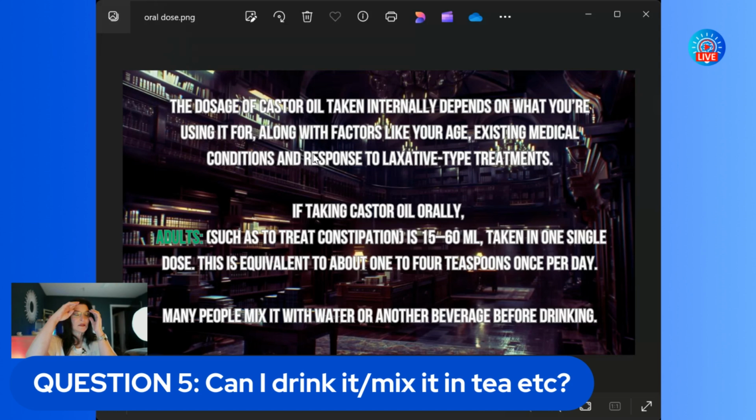Now, the small medicine cups that you get with cough syrup, I think they're usually 10 milliliter cups. So maybe it says 1 to 4 teaspoons per day. Now, 1 tablespoon equals 3 teaspoons. If you do a tablespoon of castor oil a day, I think that will suffice. But 60 milliliters a day, to me, screams bowel prep.